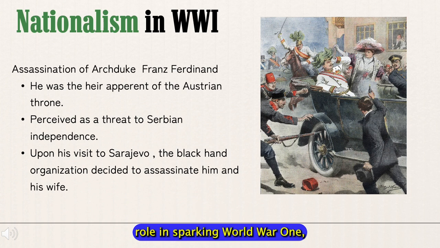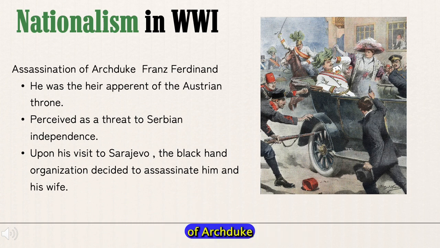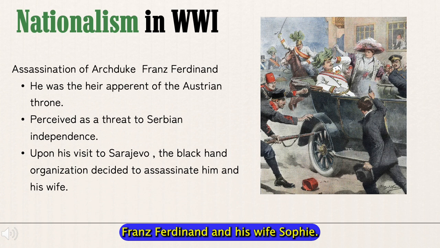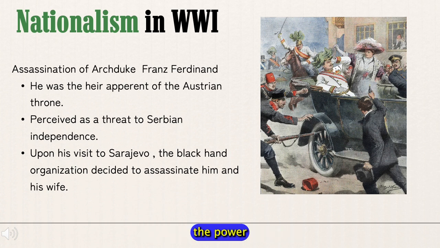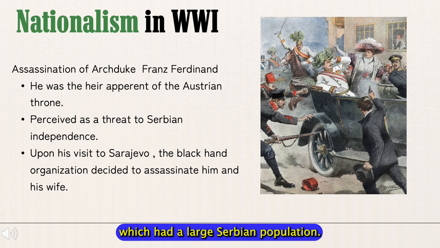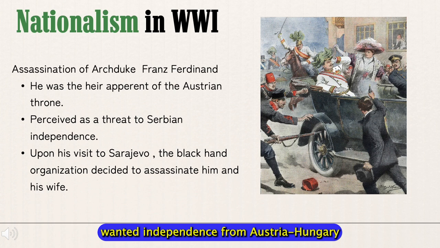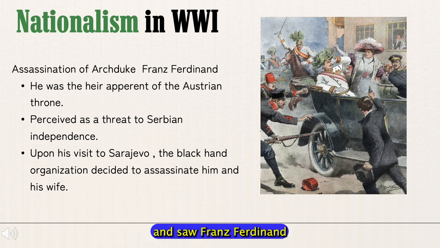Nationalism played a key role in sparking World War I, especially through the assassination of Archduke Franz Ferdinand and his wife, Sophie. Franz Ferdinand was the heir to the Austrian throne, and his presence symbolized the power and control of Austria-Hungary over regions like Bosnia, which had a large Serbian population. Many Serbians, fueled by nationalism, wanted independence from Austria-Hungary and saw Franz Ferdinand as a threat to their freedom.